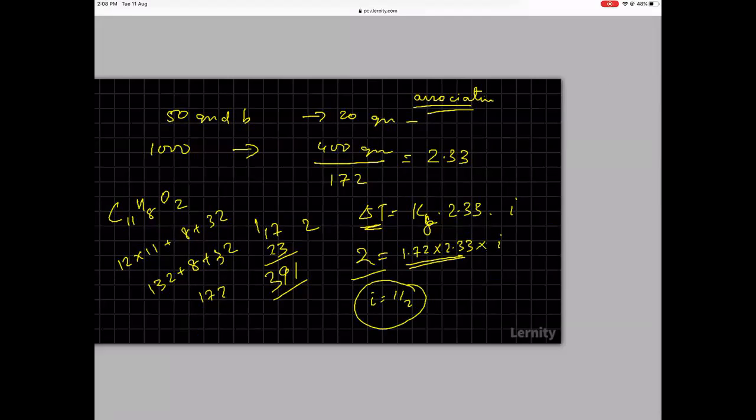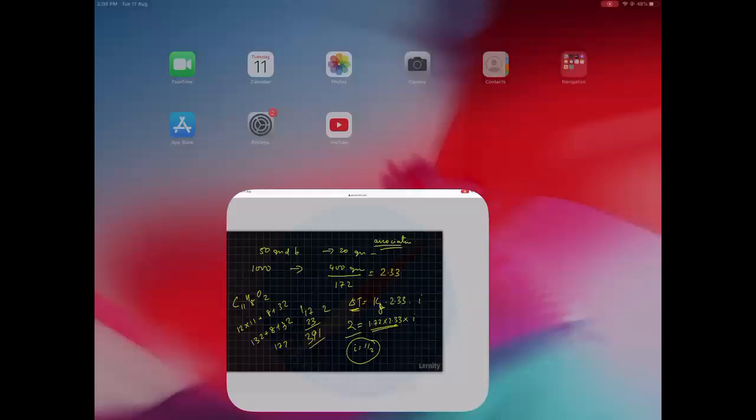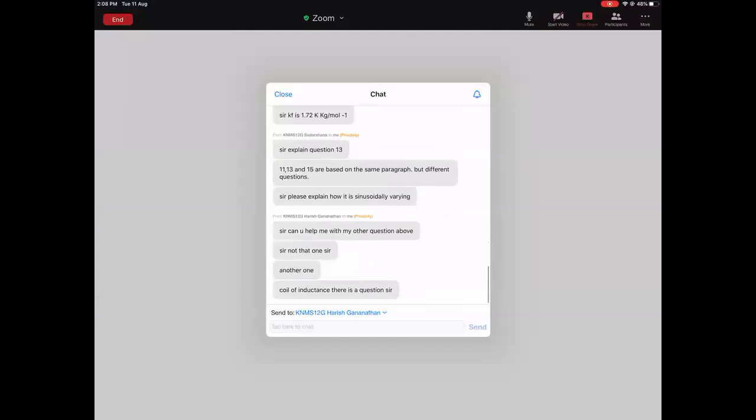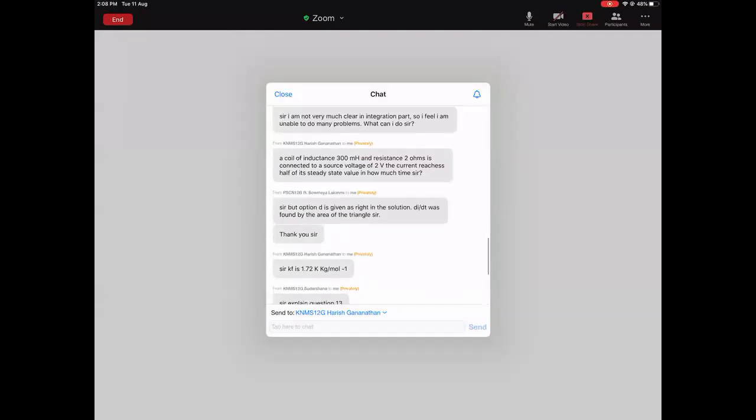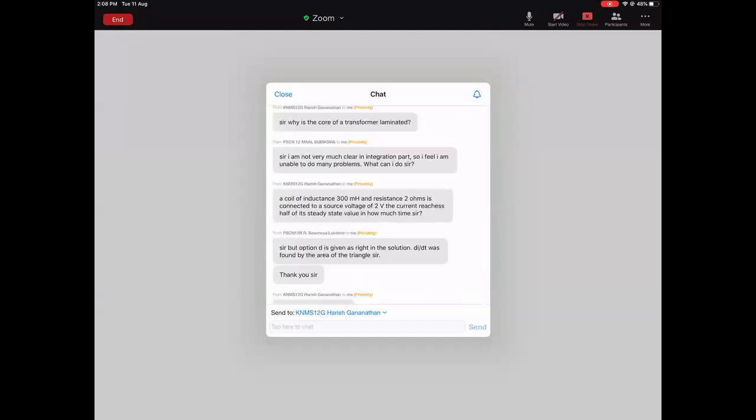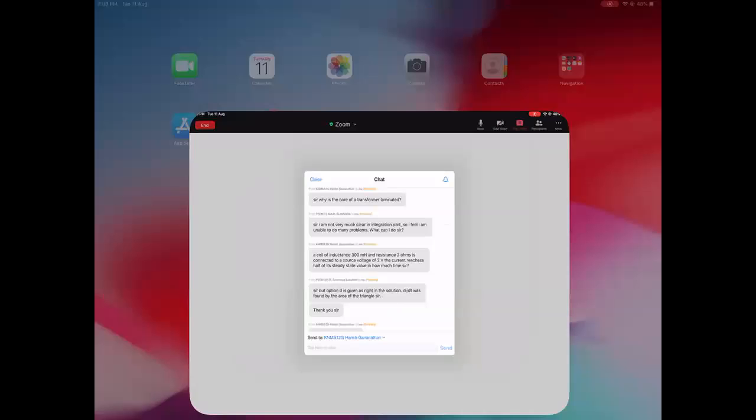Any problem there? Another one. Coil of inductance. There is a question. Coil of inductance, resistance is given, 2 volt. Half its steady state in how much time?